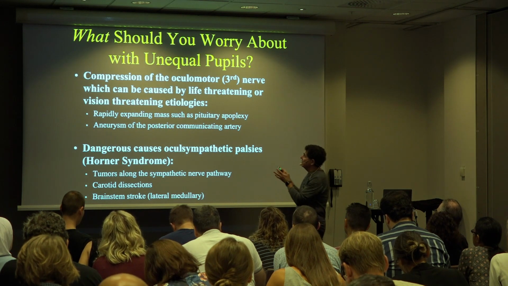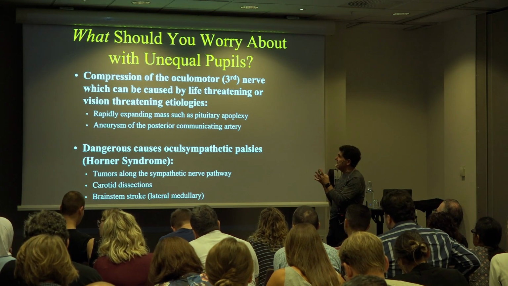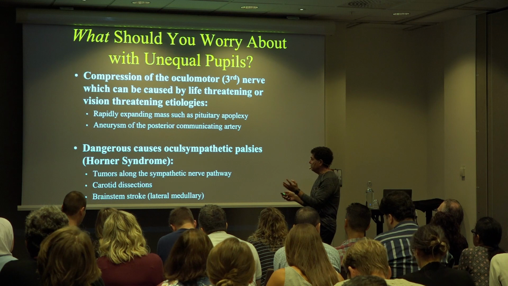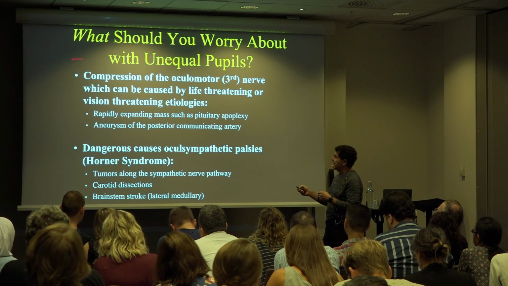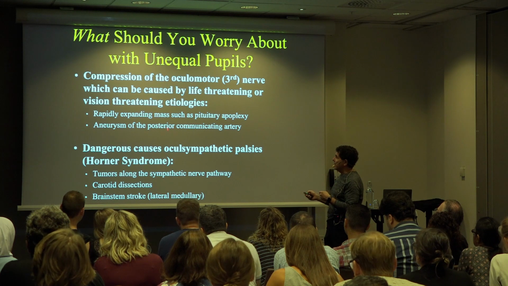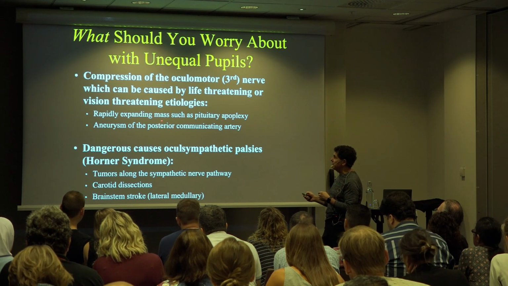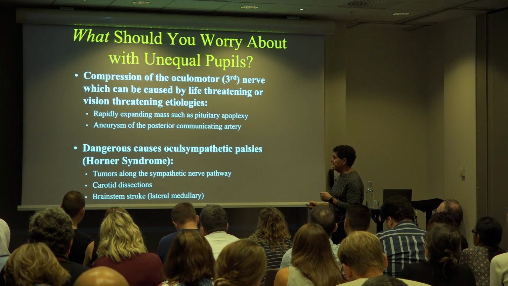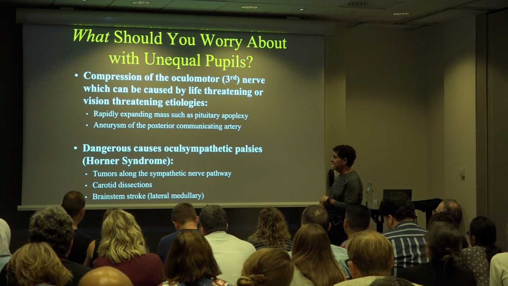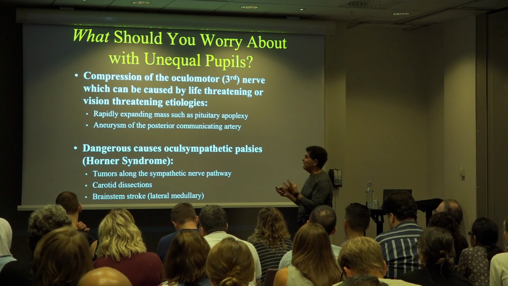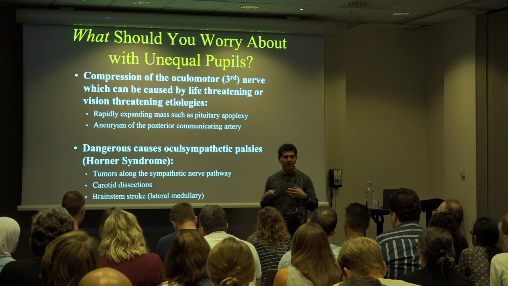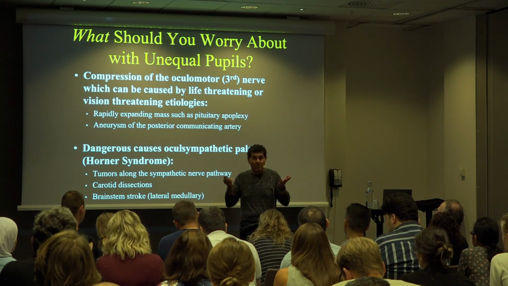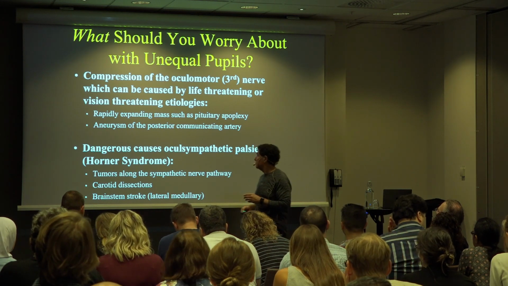And so we kind of touched on what you should worry about when you see the unequal pupils with some of those other findings. So two main areas you're thinking about: the oculomotor nerve, so that would be rapidly expanding masses or aneurysms, or Horner syndrome. So that would be tumors along the sympathetic pathway, carotid dissections, brainstem stroke. So when there's an anisocoria, you have to sort out whether it's on the sphincter side or the dilator side, and then whether these other findings that make you worried to investigate further.